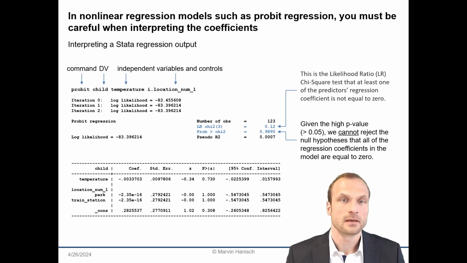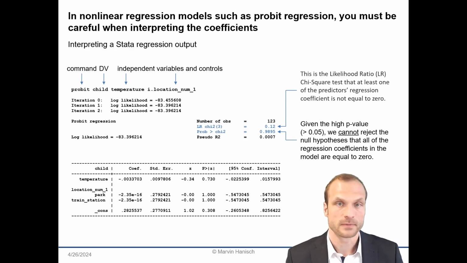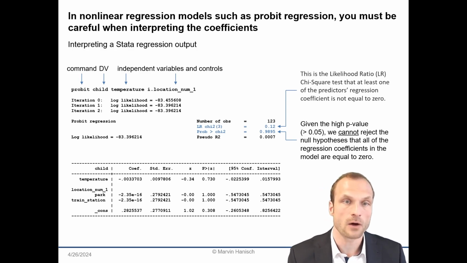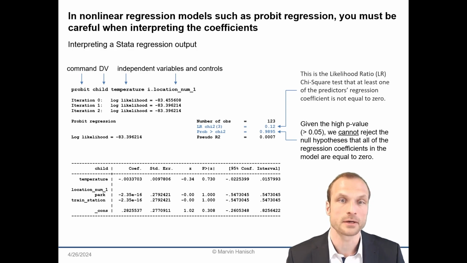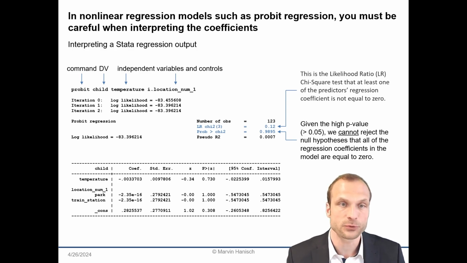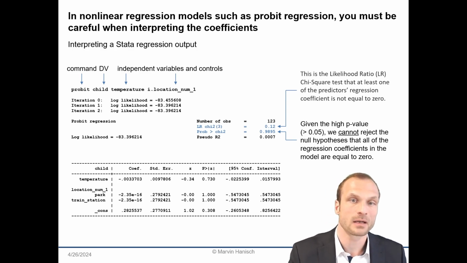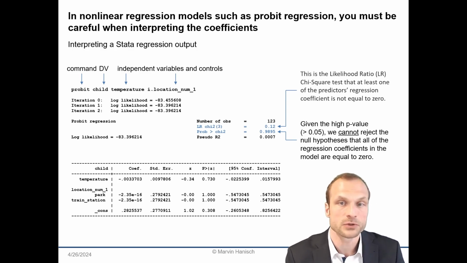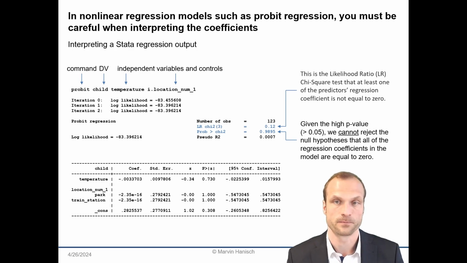Next, you have the LR chi-squared value. This is the likelihood ratio chi-squared test that at least one of the predictors in your model is not equal to 0. In other words, whether one of these explanatory variables that you have in the model has a coefficient that is either larger or smaller than 0.